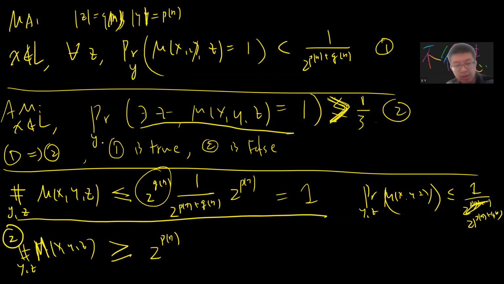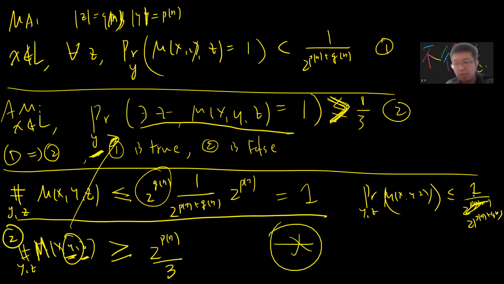So what I'm saying is that for fixed y, there is a z. So I guarantee that the number of (y,z) with M(x,y,z) accepting, for fixed y there is a z, is at least 2 to the P(n) divided by 3, right? Because I enumerate all of y, and for at least 1/3 of y, there is this z corresponding to M(x,y,z) equals 1. So I get 2 to the P(n) divided by 3, right? Contradiction. Because 2 to the P(n) divided by 3 is large, but this is 1 over 2 to the P(n) plus Q(n), which is very small if n goes very large. Okay, so contradiction: this is small, this is large.